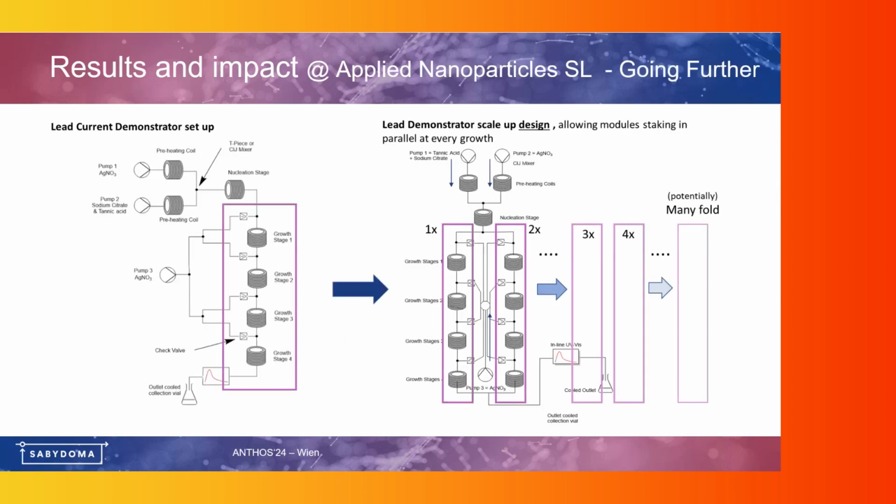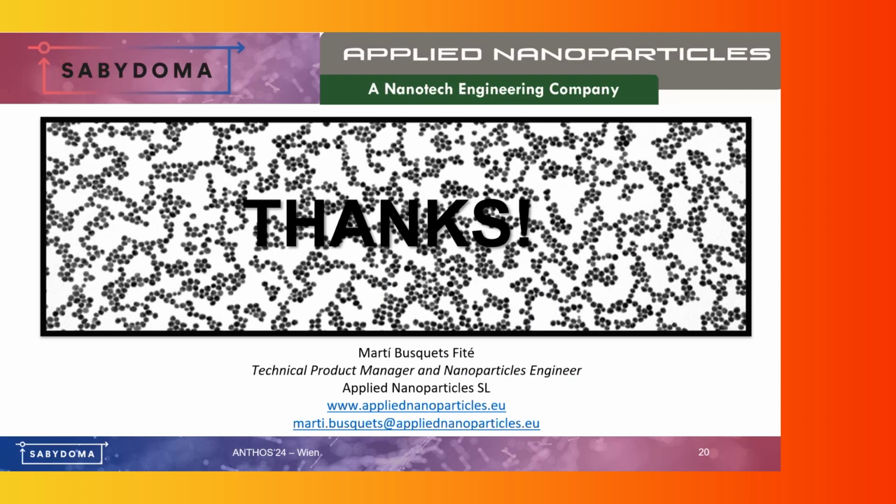And a possible solution could be something that has been designed inside the Sabidoma in a deliverable, which is the strategy designed so that all the models can be replicated and stacked, so you can have much more output. So you can go back to the rates where you get when the reaction is complete, and then just stack it to get much more output. And this is our experience with the Sabidoma system. Thank you.